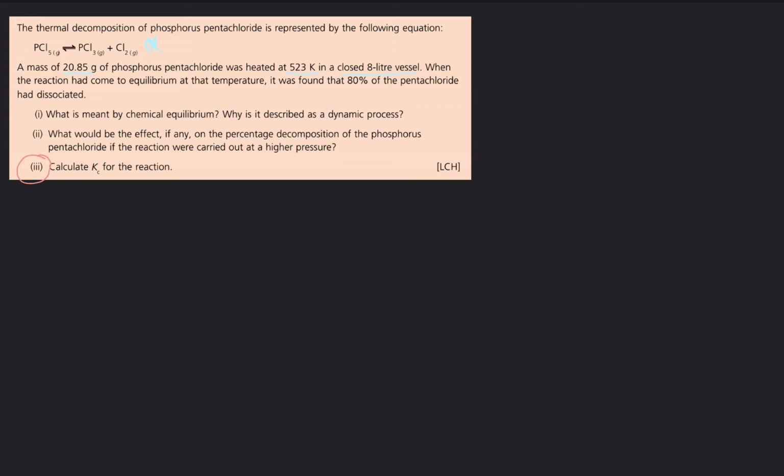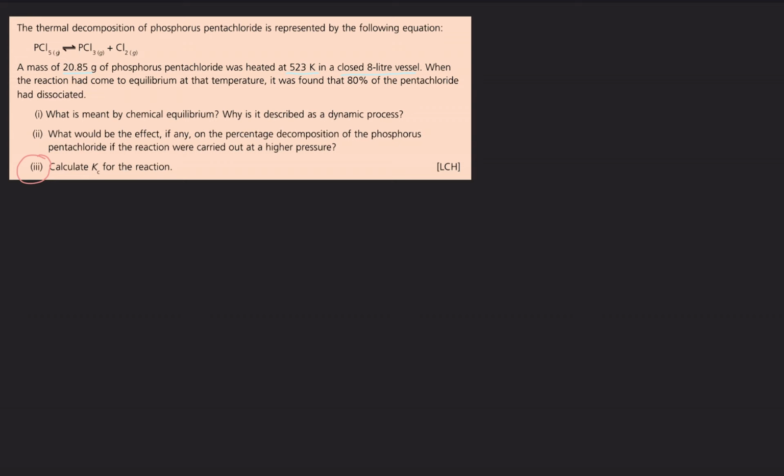So that reaction then comes to equilibrium at some point. And it was found that 80% of the original pentachloride, this reactant right here, has dissociated into these two products, but only 80% of it.